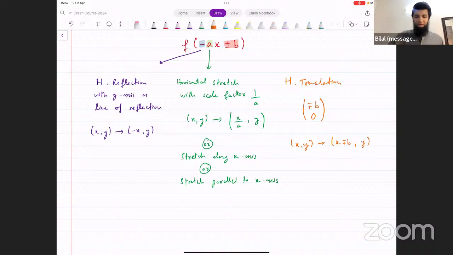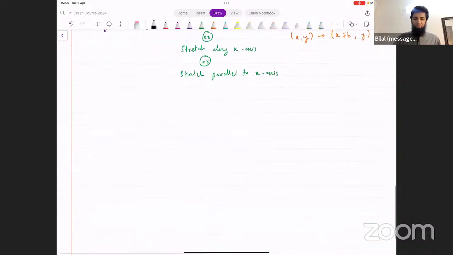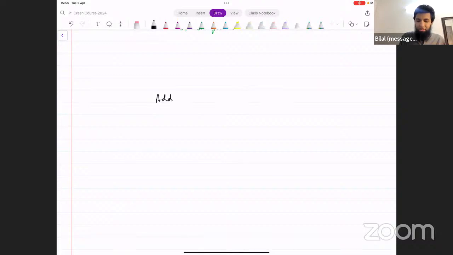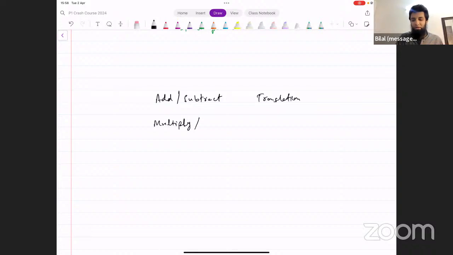All right, good. So that's what happens when we do transformations. We have some vertical transformations, some horizontal transformations. This is what you need to remember now. Whenever you have something being added or subtracted, what does that mean? That's a translation. When you have a number multiplied or divided, multiply or divide by a number, what happens in that case?